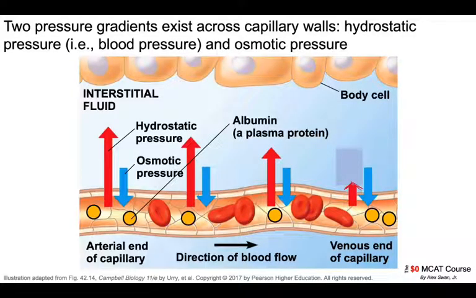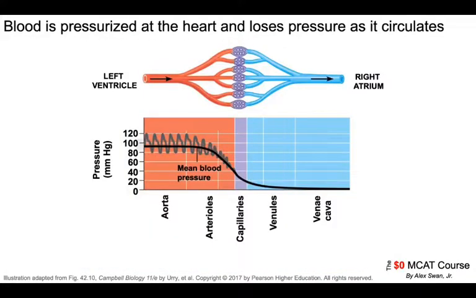Now, what this means is that this pressure is going to influence the exchange of nutrients and substances. If we go back to this slide, I mentioned that these capillary beds are essential because that's where nutrient exchange occurs. And it turns out that pressure dynamics are going to govern that exchange of nutrients, substances, and gases.